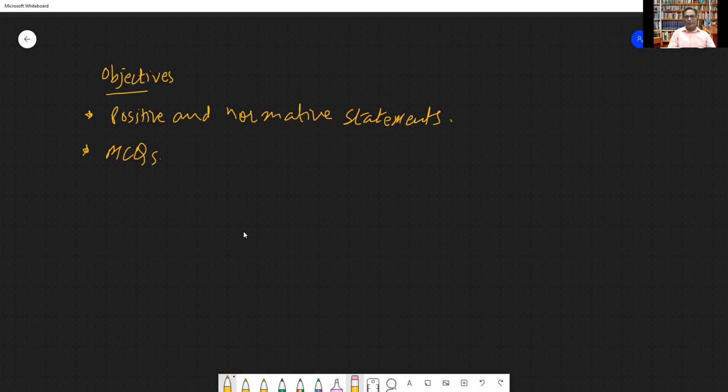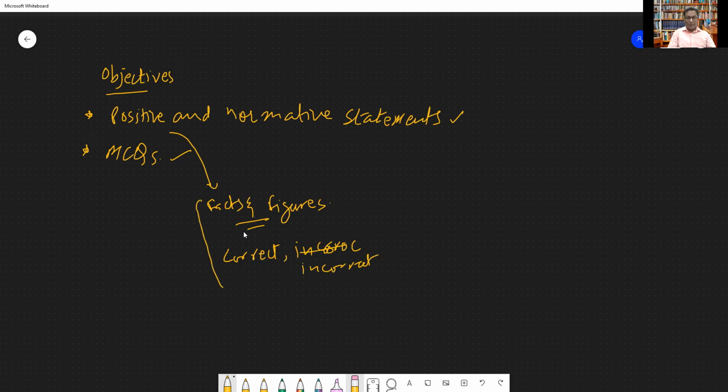First of all, we will define what positive and normative statements are, and then we will do some MCQs relevant to this topic. So positive statements are all those statements that are based on facts and figures, and they can be proven to be right or wrong. We can prove whether they are correct or incorrect, right or wrong. So these are based on facts and figures.